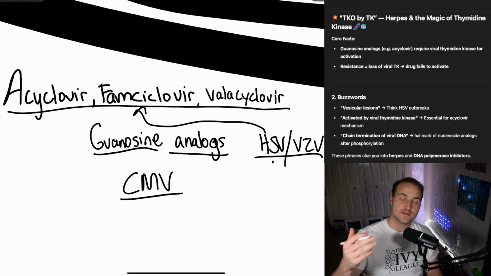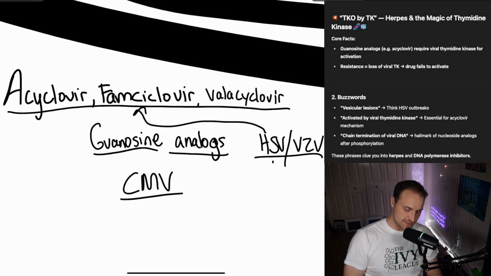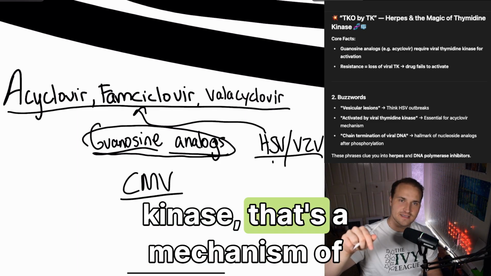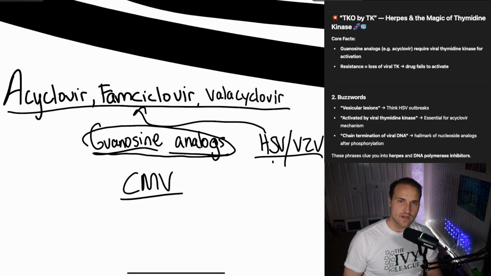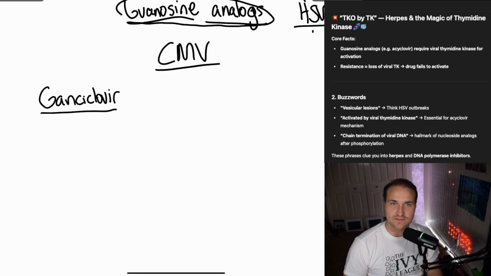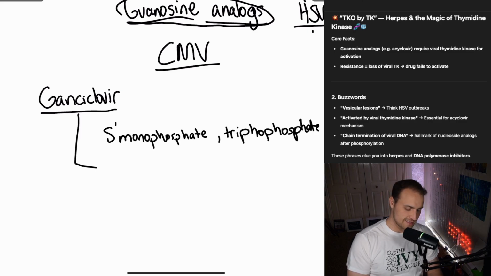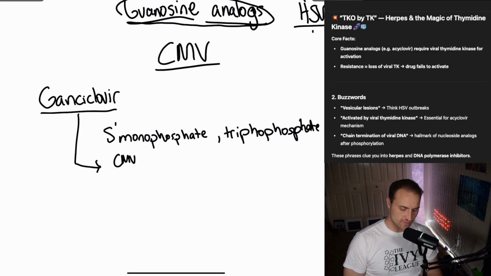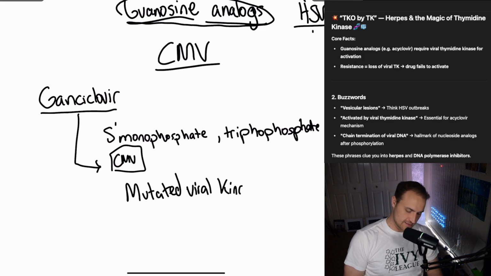And so you can have a mechanism of resistance, and this is the second thing that I want you to know. So the first thing is just guanosine analogs. The second thing is, if you mutate the viral thymidine kinase, that's a mechanism of resistance to these drugs. So thymidine kinase is super important if you're treating HSV, and it's very important to associate them with these drugs. The next thing I want you to know is ganciclovir. That's a guanosine analog, and ganciclovir is especially used for CMV, especially in those who are immunocompromised, right? It works through the viral kinase, so a little bit different than the thymidine kinase, but still it's a guanosine analog that works with CMV. And so your mechanism of resistance, the fourth thing you need to know for this drug, is a mutated viral kinase.